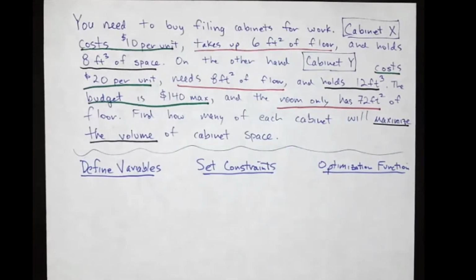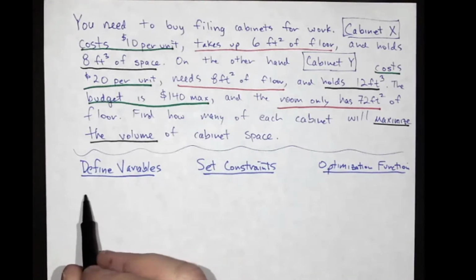Notice how I underlined everything in green and red and black to draw my attention to the three pieces of information going along with the cabinets. One is that we're trying to buy cabinets X and Y. We have some restrictions on the cost, and some restrictions on the floor space, and then we have this desire to maximize the amount of volume.